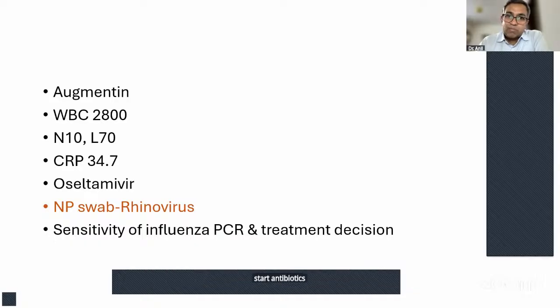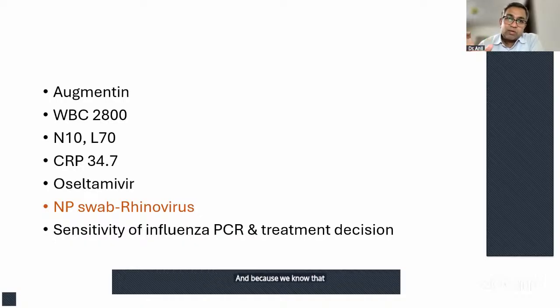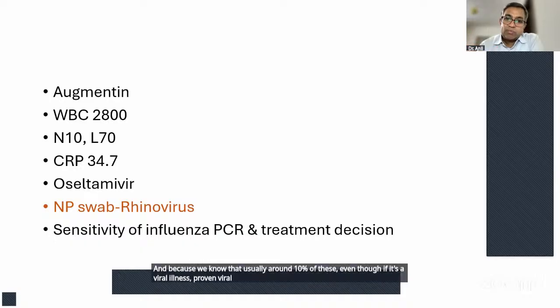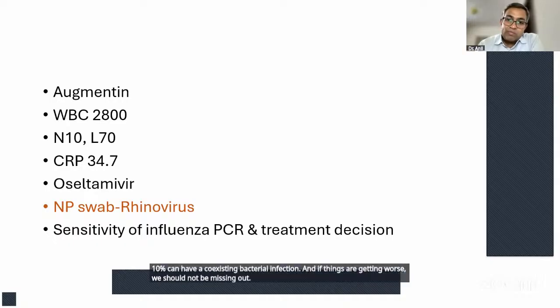So we take the appropriate cultures, antibiotic is started, and in this season probably antivirals are also started because it's a respiratory focus. And because we know that usually around 10% of these, even if it's a viral illness proven by a swab, can have a coexisting bacterial infection. And if things are getting worse, we should not be missing out. So we can always de-escalate.